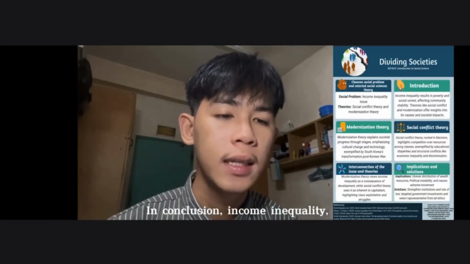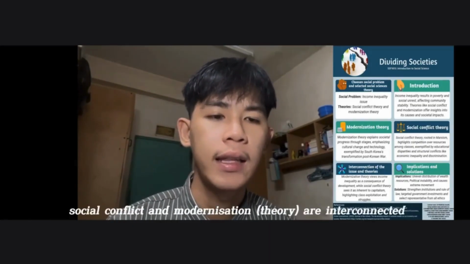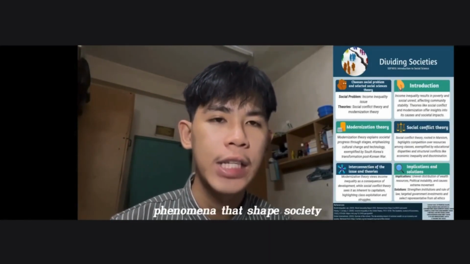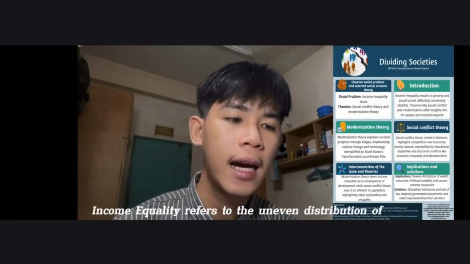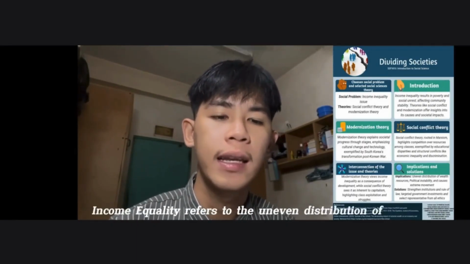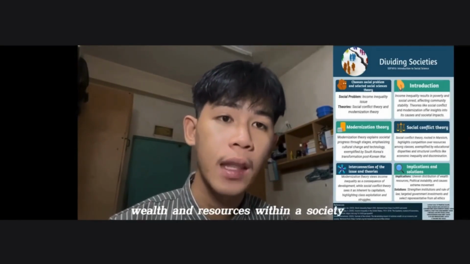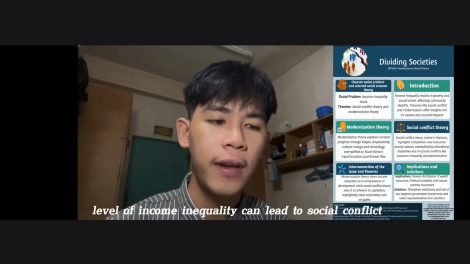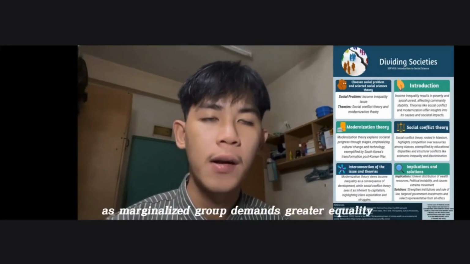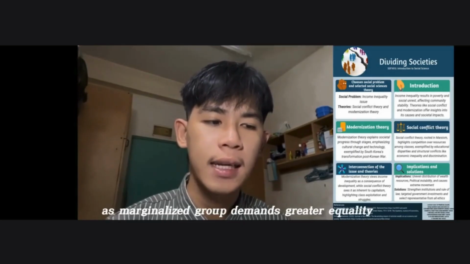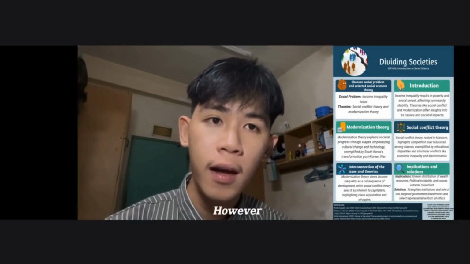In conclusion, economic inequality, social conflict, and modernization are interconnected phenomena that shape societal dynamics and development processes. Income inequality refers to the uneven distribution of wealth and resources within a society. Besides that, high levels of income inequality can lead to social conflict as marginalized groups demand greater equality and access to opportunity.